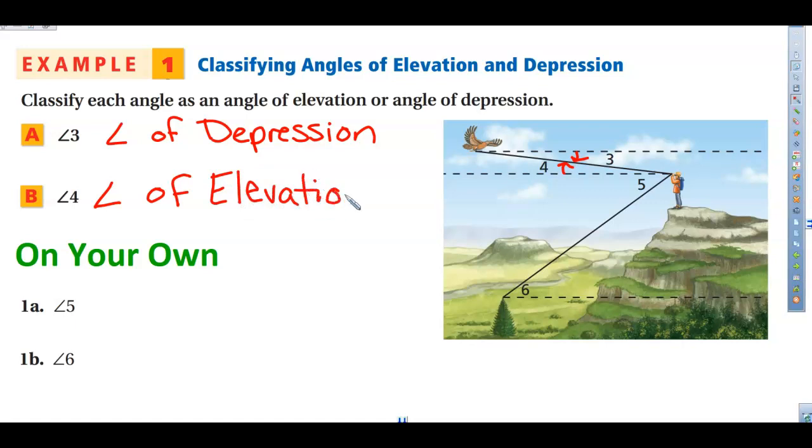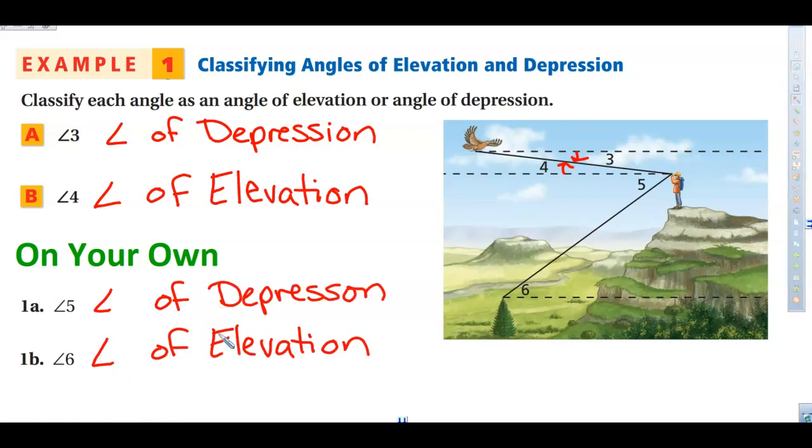Go ahead and do angles 5 and 6 on your own. So go ahead and check your answers. Make sure that you got these correctly. Correct. Angle 5 is an angle of depression because from the horizontal it opens down. Angle 6 is an angle of elevation because from the horizontal it opens upwards.